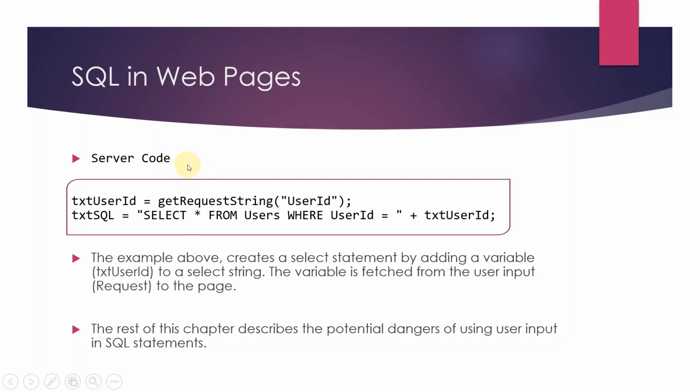Now, SQL in the web pages. So we have what you call server code, which is running, of course, on the server side. Okay. For example, you'll have this. So the example above creates a select statement by adding a variable text user ID to the select string. Okay. The variable is fetched from the user input to the page. So the rest of this chapter and video demo describes the potential dangers of using user input in SQL statements. So this video lecture will not teach you how to do SQL injection, okay? So it will just give you an overview of what an SQL injection is. Again, you're going to have it in the more advanced courses.